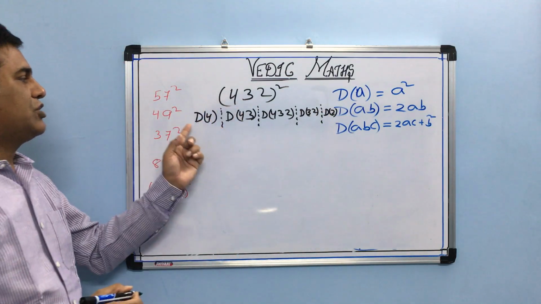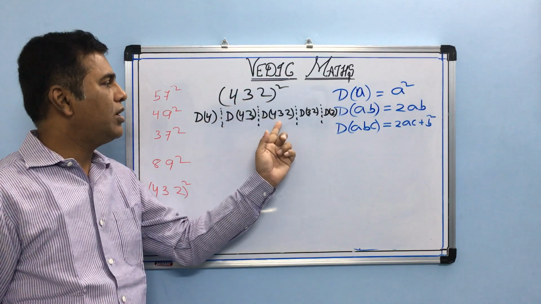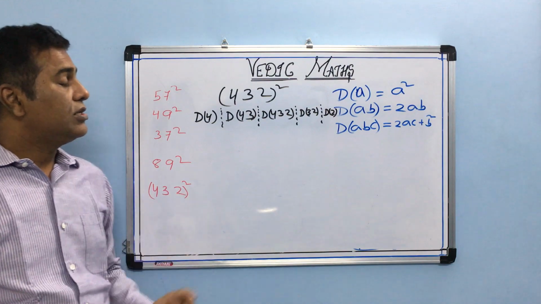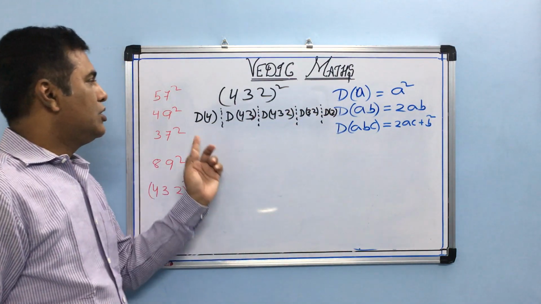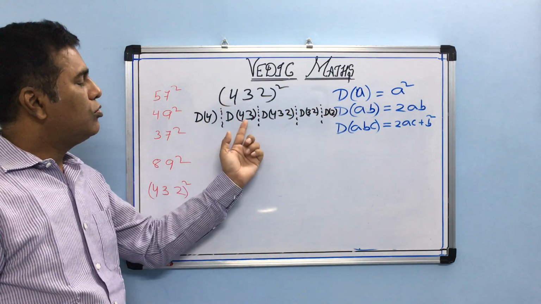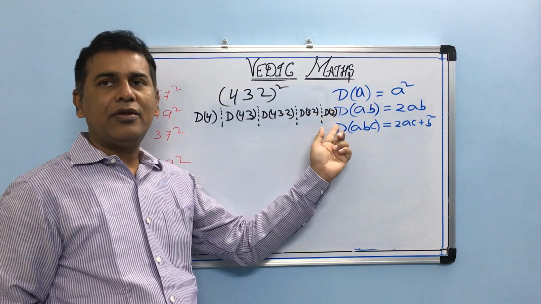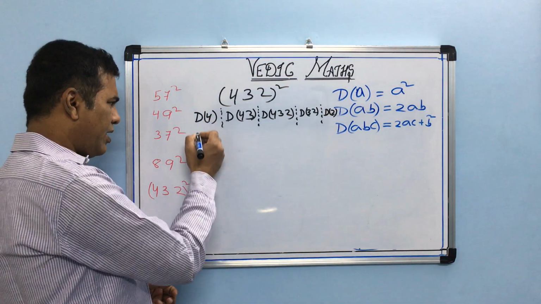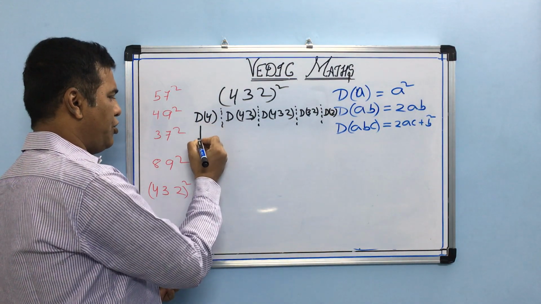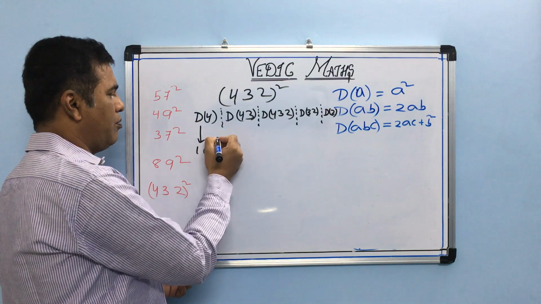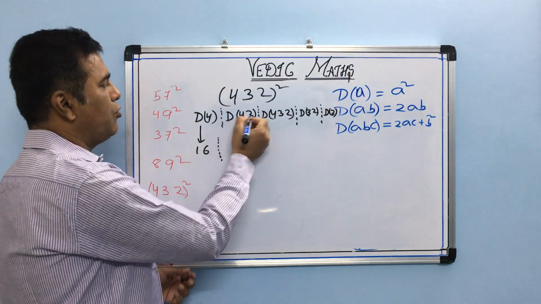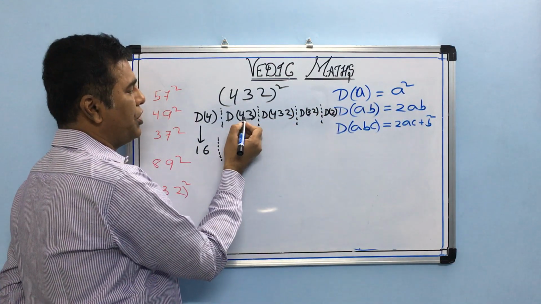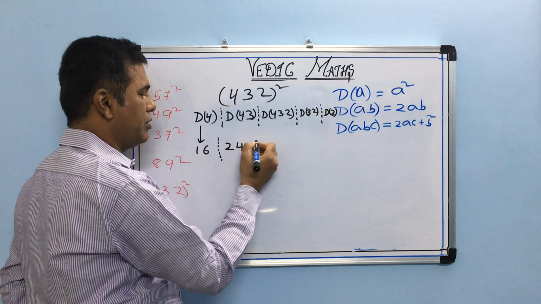So first duplex of one number, then two numbers, then three numbers, then again duplex of the last two numbers, and then duplex of the last digit. So in this way 1, 2, 3, again 2, again 1. In this way we have to write the groups. Then duplex of 4 we already know, that is 16. Duplex of one number, no problem. Then duplex of 43, a 2-digit number, that is 2AB. So 4 into 3 is 12, into 2 is 24.